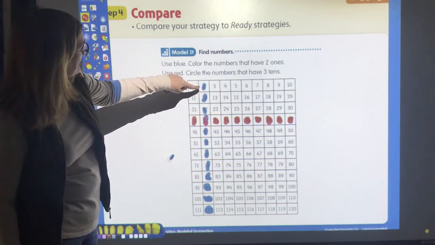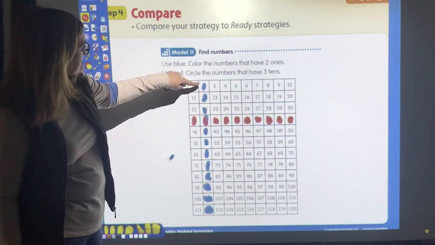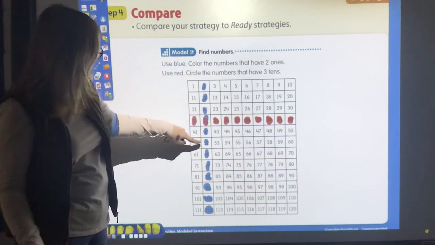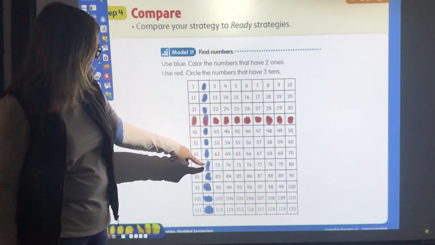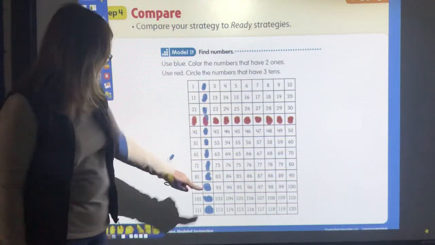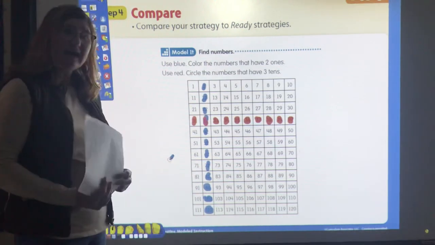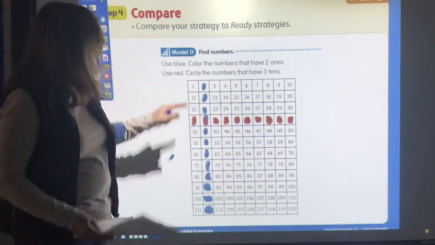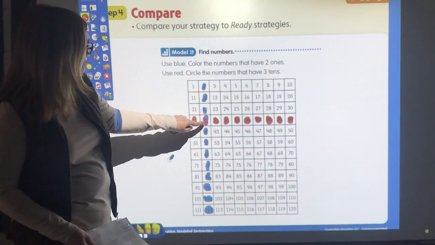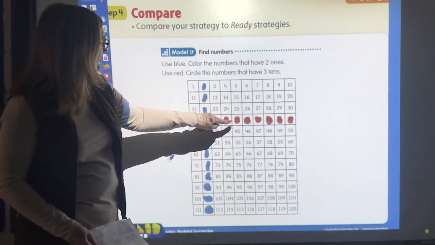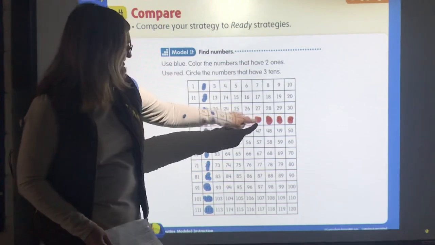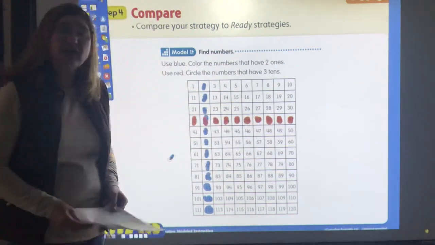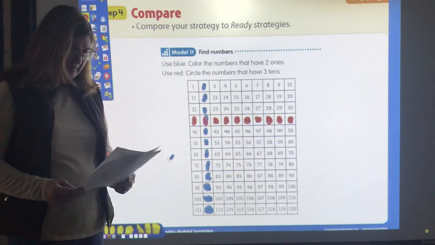When I did my two ones, I counted, and watch what happens when I count down: 2, 12, 22, 32, 42. Count with me: 52, 62, 72, 82, 92, 102, 112. What did I count by when I went down? I counted by tens, didn't I? And then when I go across, I went 31, 32, 33, 34, 35, 36. Count with me: 37, 38, 39, 40. What did we count by going across? You're right, we counted by ones.